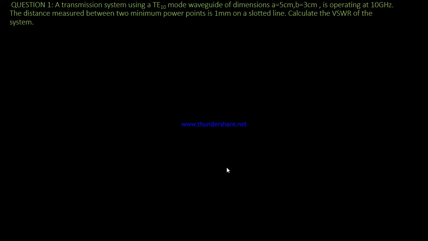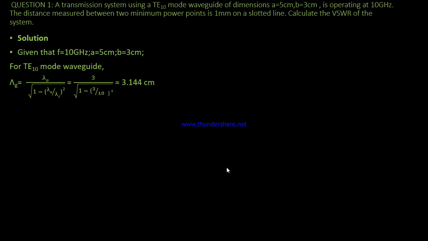So, question 1. A transmission system using a T10 mode waveguide of dimensions A 5 cm, B 3 cm is operating at 10 GHz. Now, the distance measured between two minimum power points is 1 mm on a slotted line. Now, calculate the VSWR of the system.